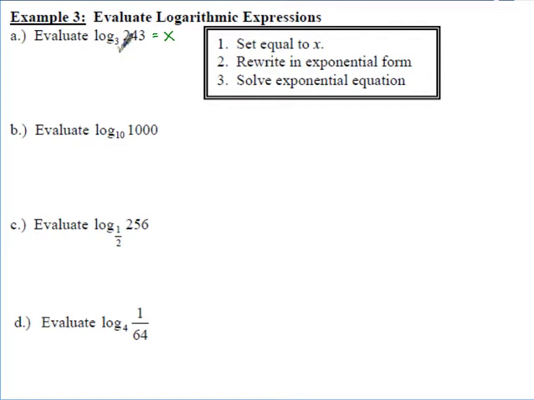Move 3. Log cancels, so you have 243 equals 3 to the x.